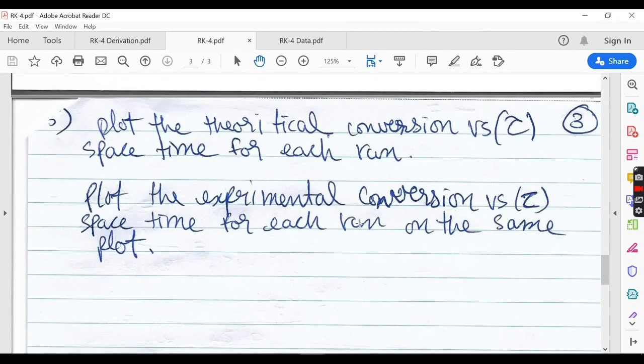You will have a straight line, and if the data is correct and all the calculations are correct, the two lines should be very close to each other. If there is deviation, you have to explain this deviation.